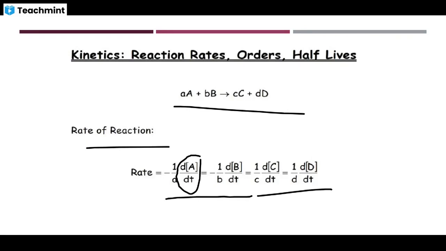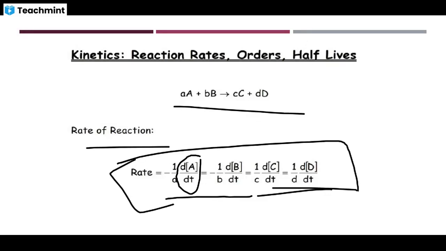Like that, the stoichiometric coefficient should be mentioned: minus 1 by a, dA by dt. For B, these are all equal: minus 1 by b dB by dt equal to 1 by c dC by dt equal to 1 by d dD by dt. So this is how the rate of a reaction is defined, based on how A, B, C, D change with respect to time.